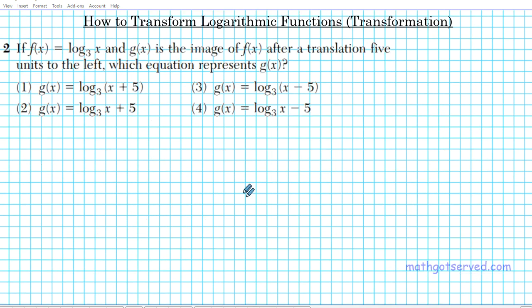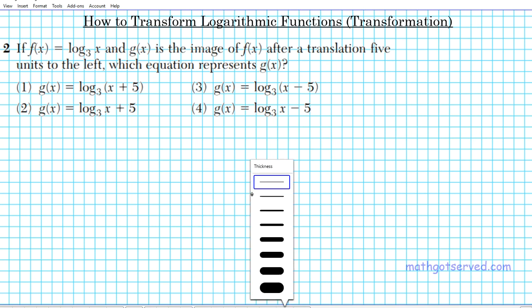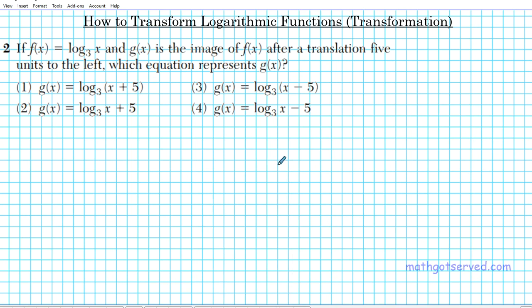All right, let's take a look at question number 2. In question 2, you're being assessed on how to carry out transformations on logarithmic functions. Before we take a look at this problem, let's read it first. It says, number 2, if f of x equals log base 3 of x and g of x is the image of f of x after a translation 5 units to the left, which equation represents g of x?